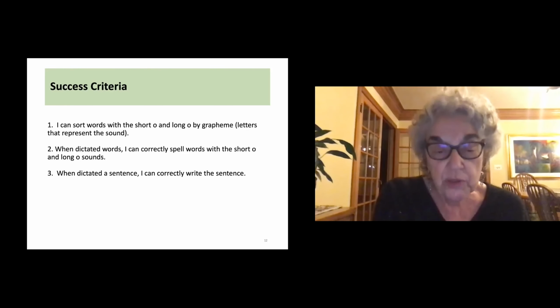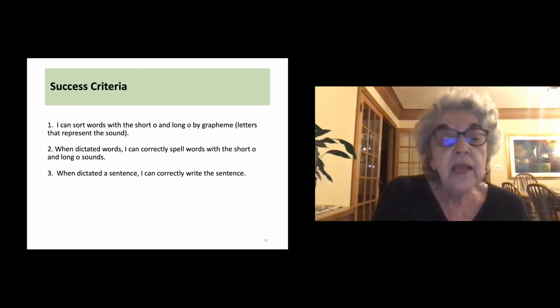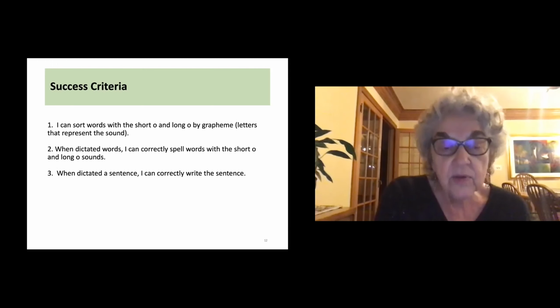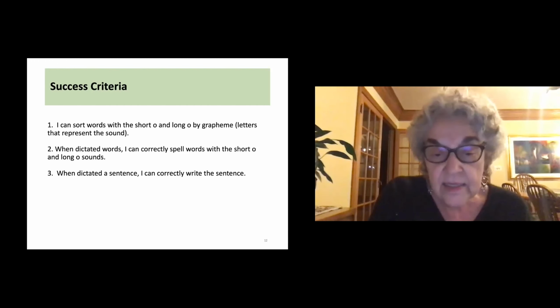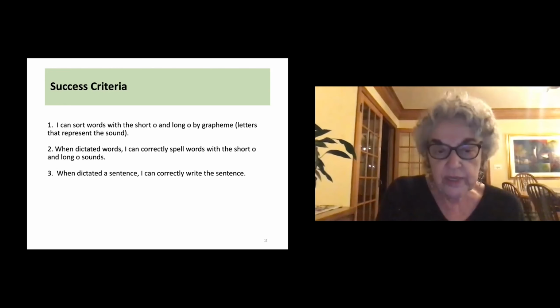When dictated words, I can correctly spell words with the short O, sound ah, and long O, the sound O. And last one, and thank you for putting your finger on it, and go. When dictated a sentence, I can correctly write the sentence. So you're going to be dictated words. I'm going to say them, you're going to write them, and also a sentence.